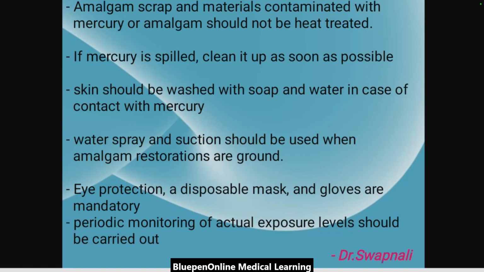Eye protection, a disposable mask and gloves are mandatory. Whenever you are treating any patient who has an old dental restoration and you're working on it, or you're triturating dental amalgam, make sure that the clinician is wearing eye protection, a disposable mask and gloves. It is very important. Then periodic monitoring of actual exposure levels should be carried out.